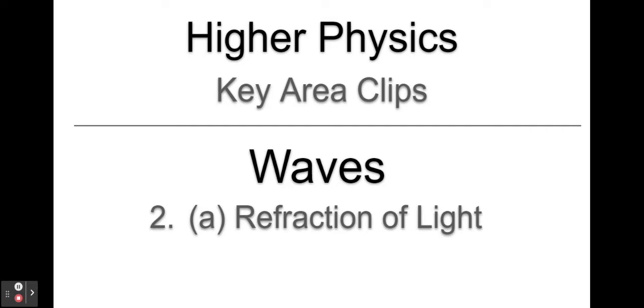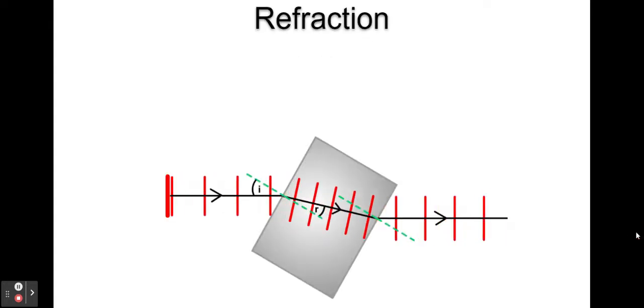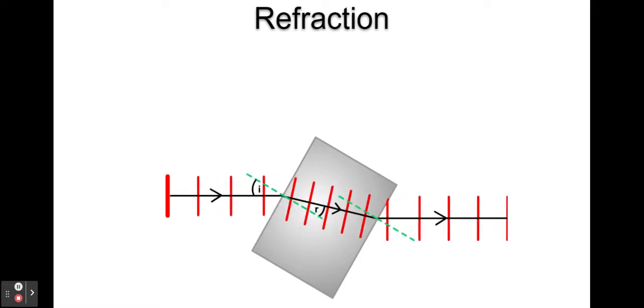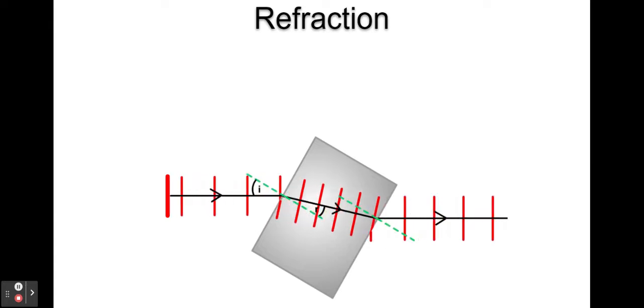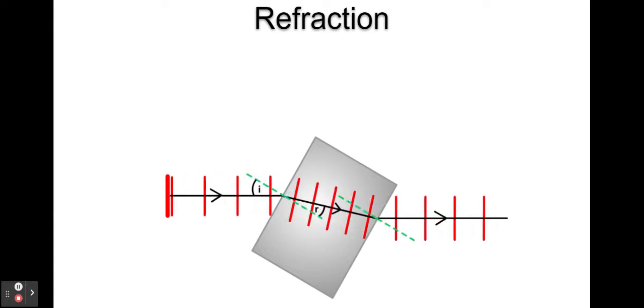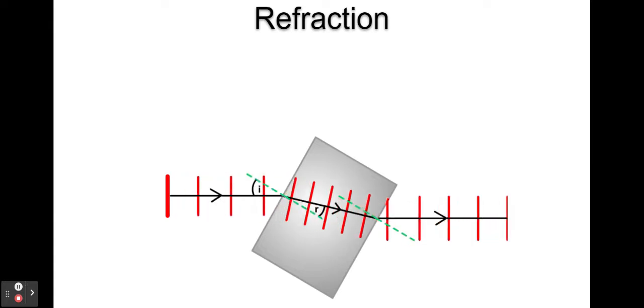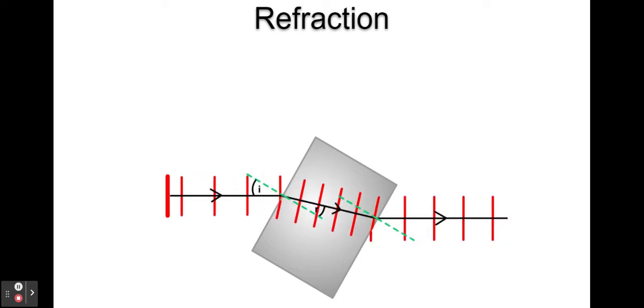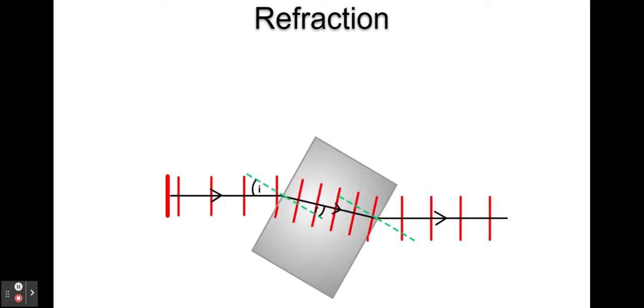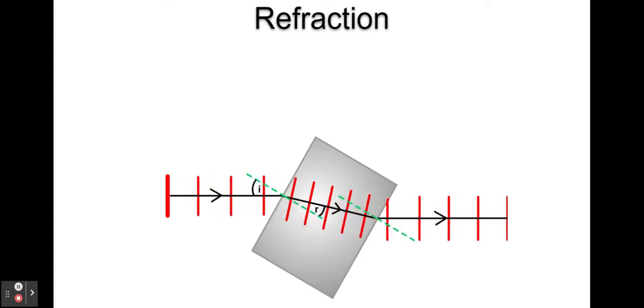Well, hello folks. Today we're going to be looking at the first part of the refraction of light section in Higher Physics. The first thing we need to understand is what is refraction? As you can see here, we have a beam passing through a perspex block. The red lines represent the crests of the light wave, and the black line represents the actual ray itself.